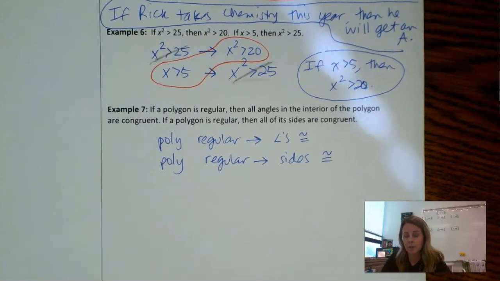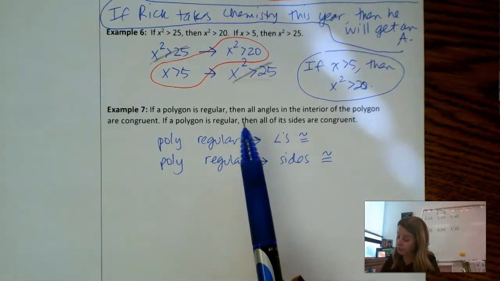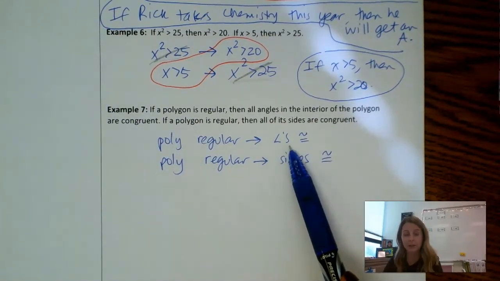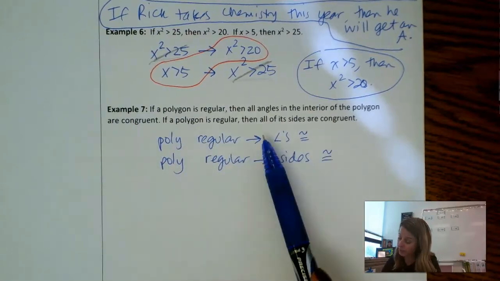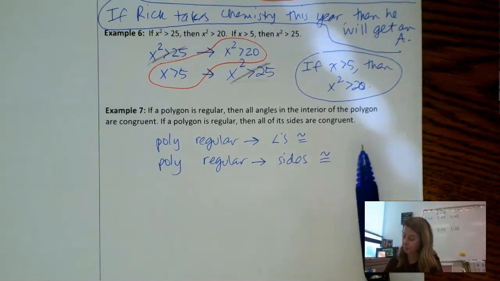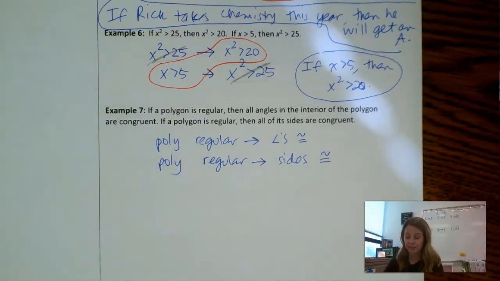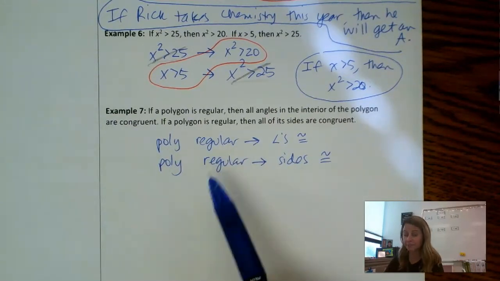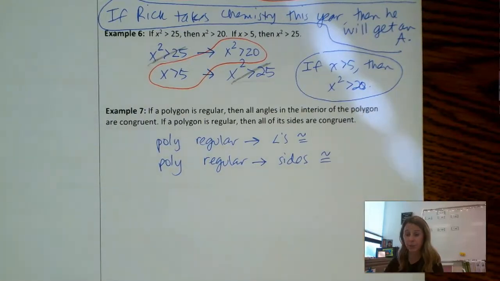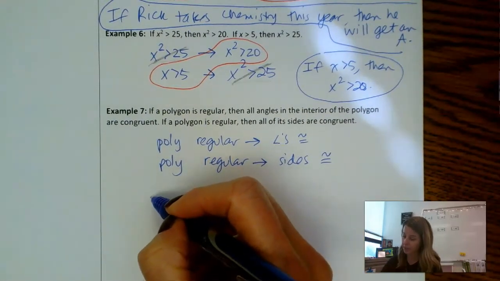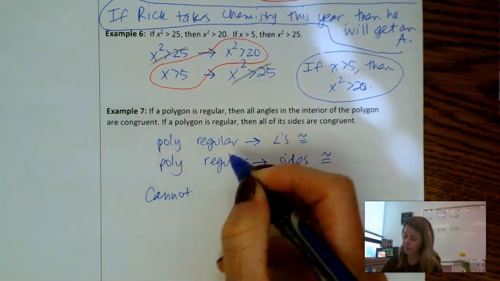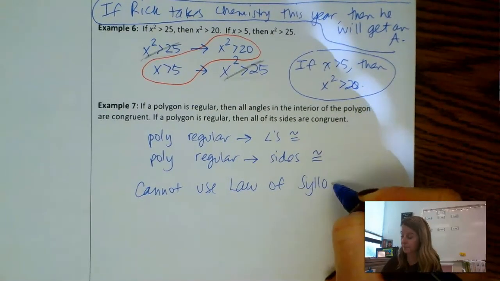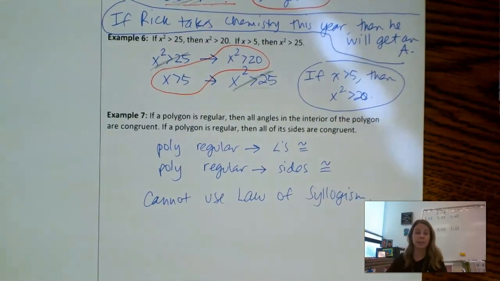Okay, I just wrote out an abbreviation of the hypothesis and conclusion. If the polygon is regular, then the angles in the interior are congruent. So I have angles are congruent. If the polygon is regular, then the sides are congruent. So this is an example where I cannot apply law of syllogism. See how the polygon being regular is in the hypothesis twice? It's not like beginning to end, so there is no matching conclusion here. I'm just going to say here, cannot use law of syllogism. So that's what it would look like if it's not applicable.